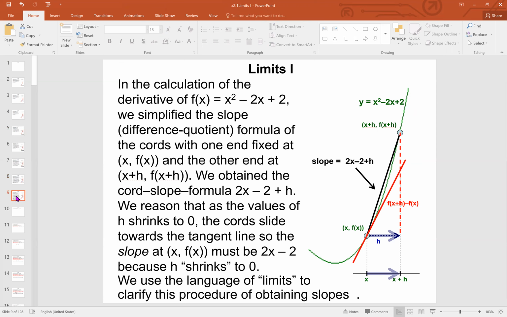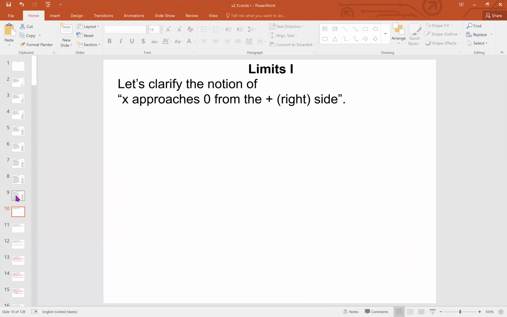This is the point where we want to introduce the notion of limit. We want to make these ideas of shrinking to something, or approaching something, precise in terms of limits. The first thing I would like to do is clarify what we mean when we approach, say, zero from the right-hand side. There are a couple of versions of this you can do: a continuous version and a discrete version. I'm doing the discrete version.